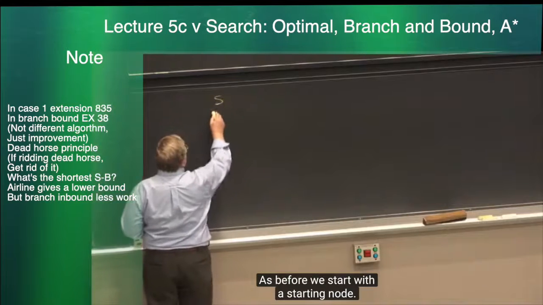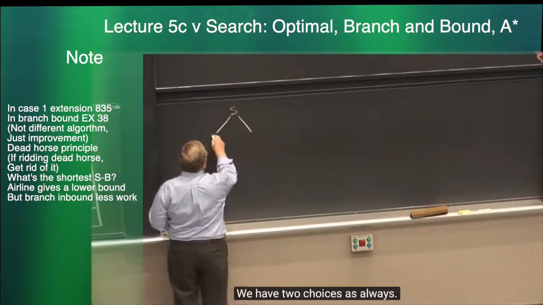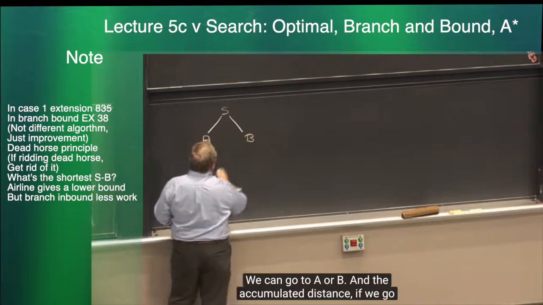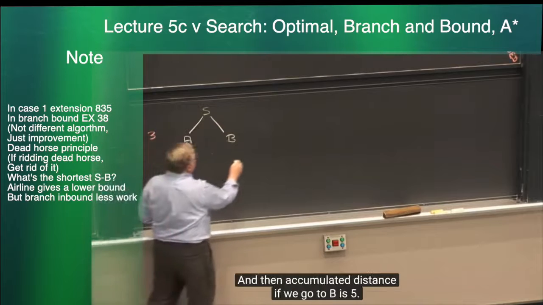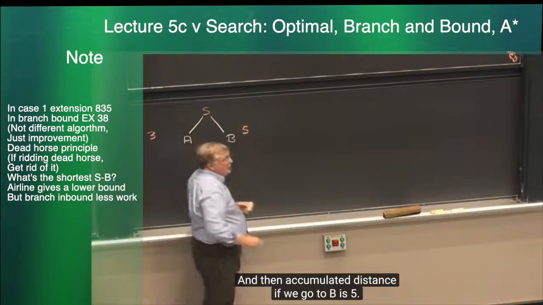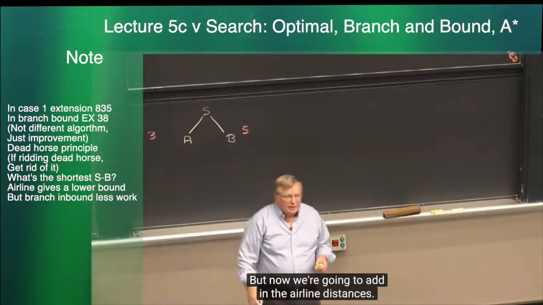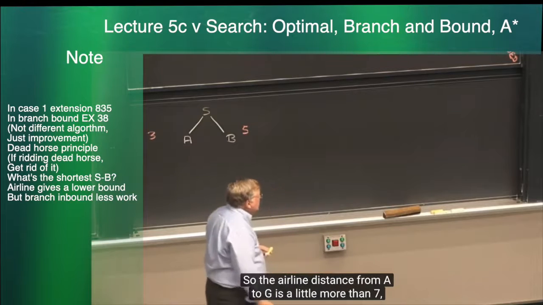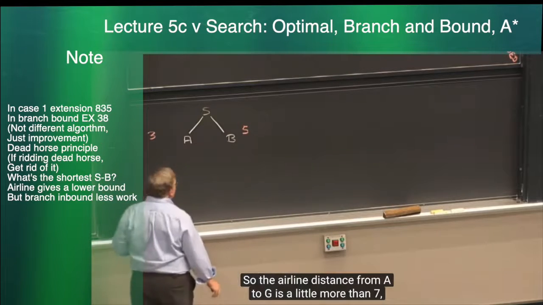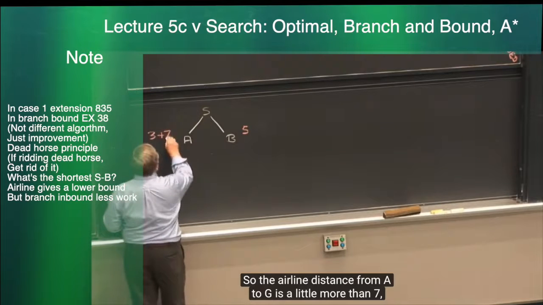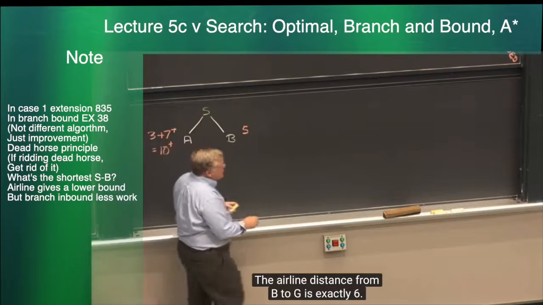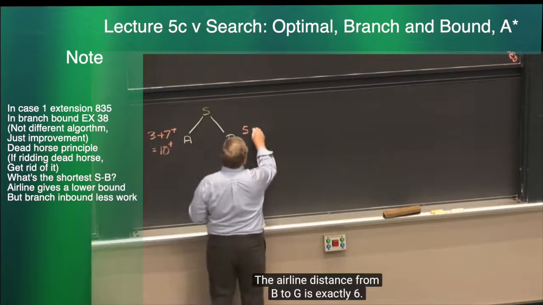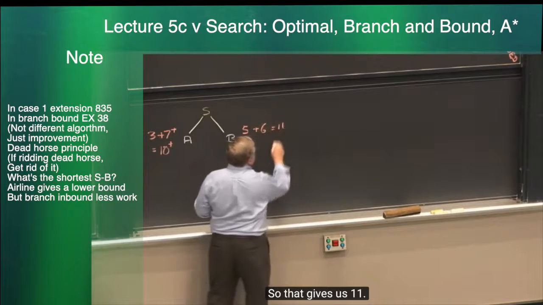As before, we start with a starting node. We have two choices, as always. We can go to A or B. The accumulated distance, if we go to A, is 3. And the accumulated distance, if we go to B, is 5. But now we're going to add in the airline distances. The airline distance from A to G is a little more than 7, which gives us 10 plus. The airline distance from B to G is exactly 6, so that gives us 11.